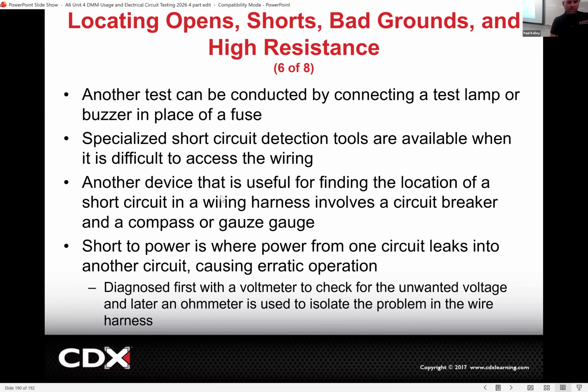And this is a little crazy. I've seen people use a compass. They'll actually move the compass along the wire, and when there's an open, the compass will move. It changes the electromagnetic field. Current flow generates an electromagnetic field. The electromagnetic field has an effect on the compass, and then if there's an open, it will actually change. It's kind of weird. By that same technology, they do have specialized short circuit detection and open detection and that type of stuff.